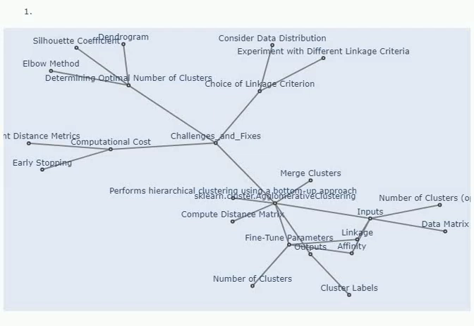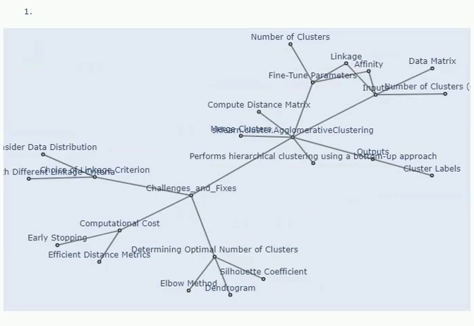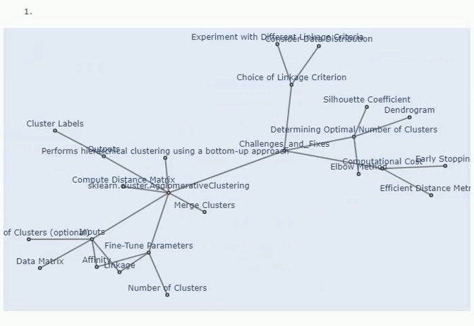sklearn.cluster.AgglomerativeClustering. Description: performs hierarchical clustering using a bottom-up approach, where initially each data point is considered a single cluster and then pairs of clusters are merged based on a similarity measure until a single cluster remains.